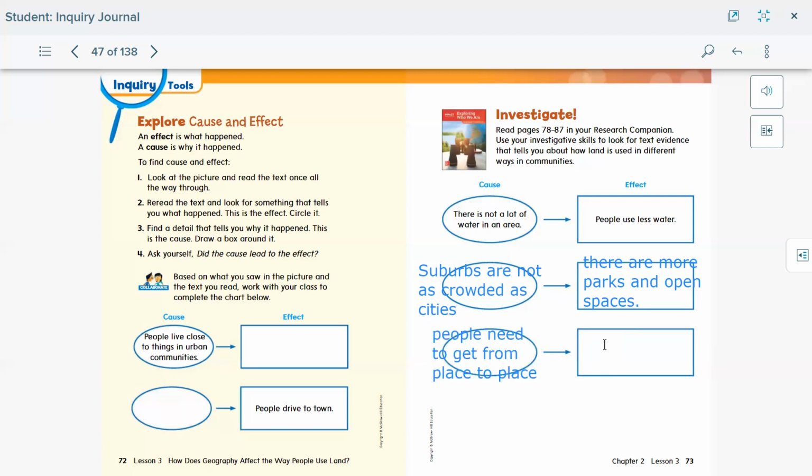So what's the effect for that? That people change the land around them, change around where they live.